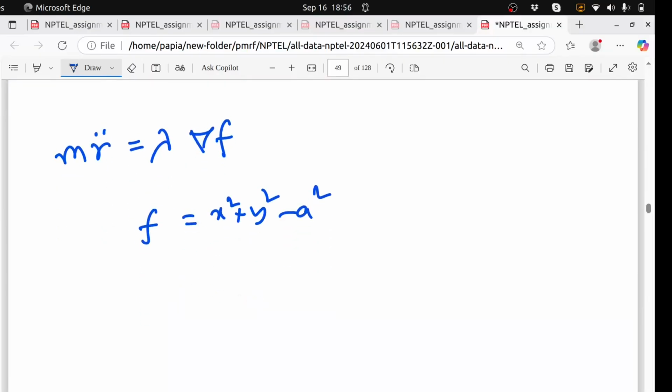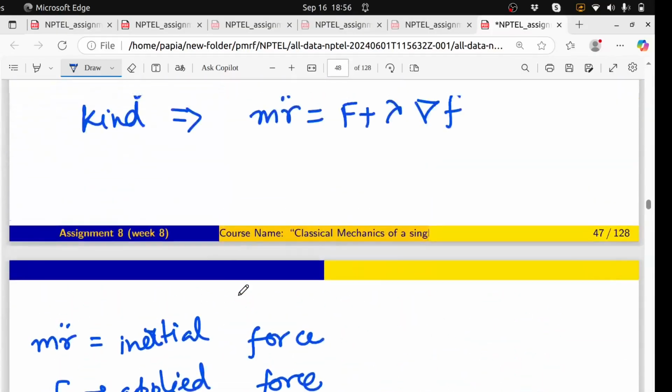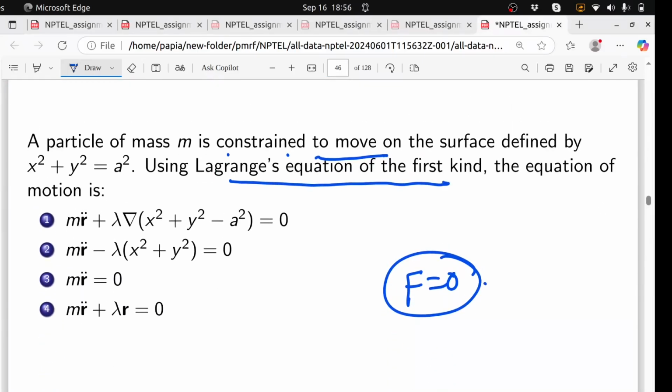So we can calculate grad of f. Grad of f is grad of x square plus y square minus a square, so like 2x i cap plus 2y j cap. But you can see here that in the option they are not talking about that gradient result. So we can simply tell that this is the correct option: m r double dot plus lambda grad of x square plus y square minus a square equals to 0.